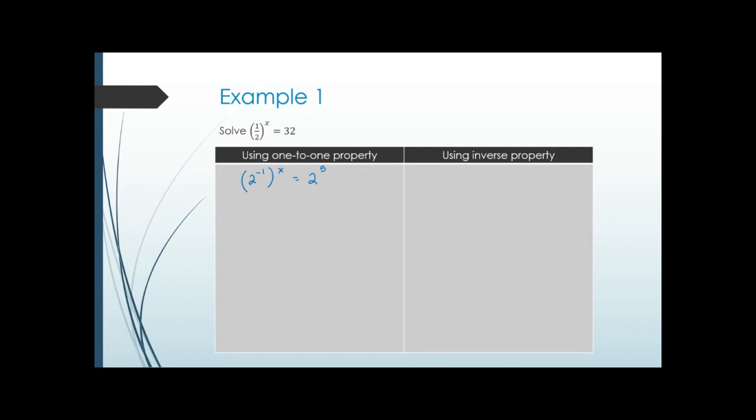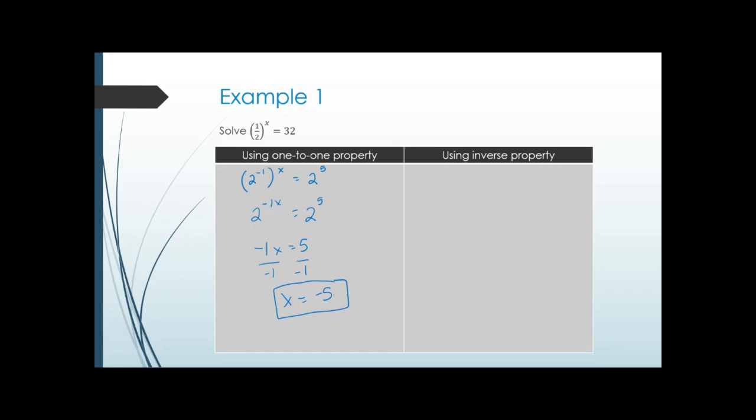Then we have our property of exponents, where if you have the power of a power, you multiply those. So on the left, 2 to the negative 1 to the x, you multiply that. That's 2 to the negative 1x equals 2 to the 5th. Now we have the same base here, which means the exponents must be equal. So I have negative 1x equals 5. That is the one-to-one property. I just use that property to get rid of the bases, because the bases are the same, and then I'm left with only the exponents. Then you solve for x. I'd be dividing both sides by negative 1. And that leaves me x equals negative 5. And there you go. That's solving using the one-to-one property.